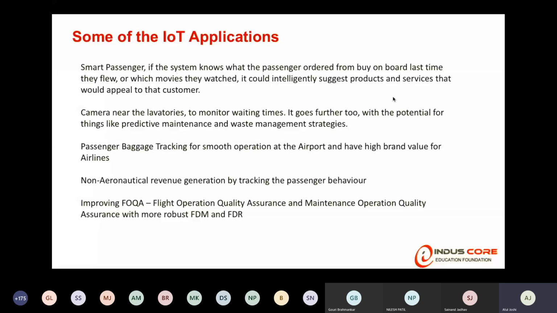Then non-aeronautical revenue generation. That means it's not just a ticket which you buy, right? It's not just revenue for the aircraft. It's even the F&B, the food and beverages which you eat at the airport, or you may buy duty-free items and all that. So your entire behavior gets tracked at the airport, and based on that, a lot of preferences and recommendations are made to the passengers on their mobile app or mobile devices. So this is another implementation coming up on our IoT side at the airports. And as I said, improving FOQA and MOQA, which is flight operations quality assurance and maintenance operations quality assurance. These are just to improve the operations of the airlines.